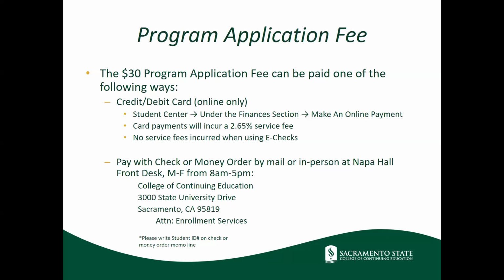Students can also pay via check or money order made out to Sacramento State. Checks and money orders can be paid in person in Napa Hall at Sac State or mailed to the College of Continuing Education at 3000 State University Drive, Sacramento, California, 95819 to the attention of Enrollment Services. Now, when paying by check or money order, please make sure to include your student ID number on the memo line.